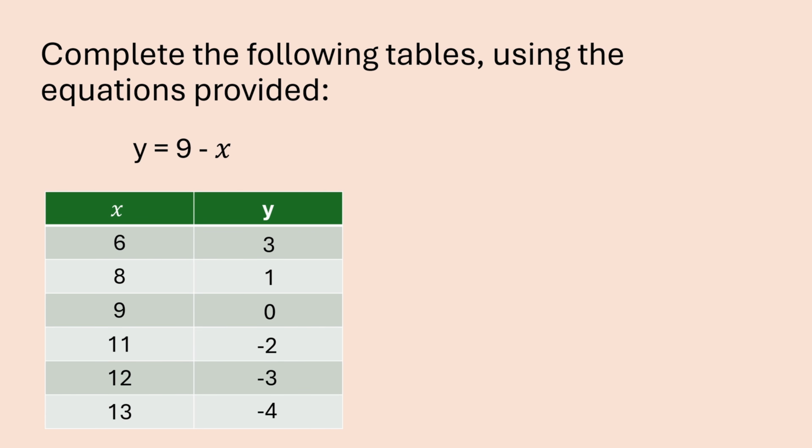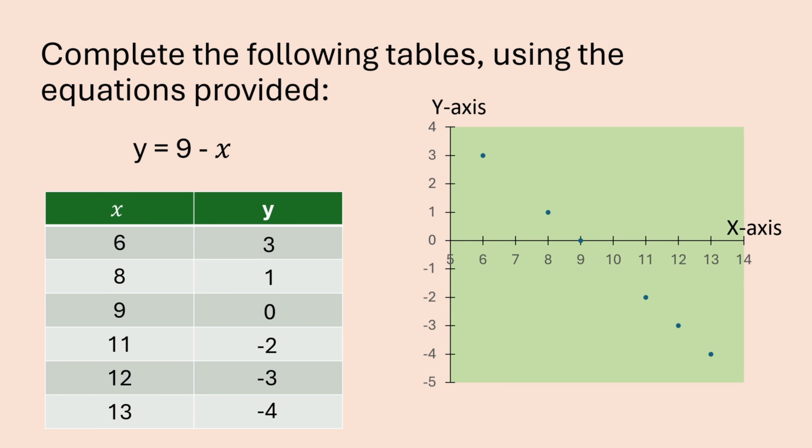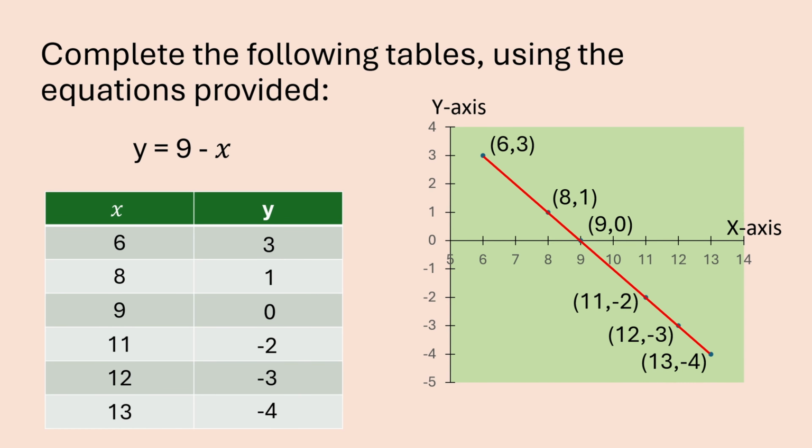In a similar way, we can calculate other values to complete the table. So the points are (6, 3), (8, 1), (9, 0), (11, -2), (12, -3), (13, -4). Plotting them and drawing a straight line again shows a linear relation.